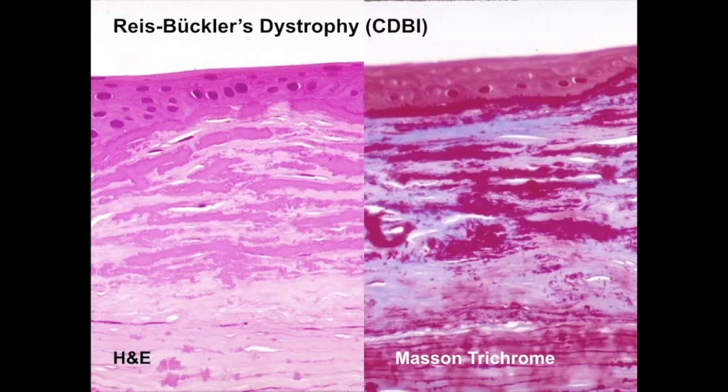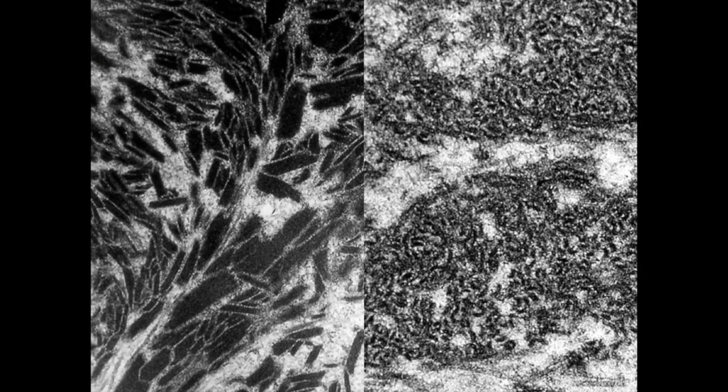We can see that the deposits stain intensely red with Masson trichrome, which is also the stain that we use for granular corneal dystrophy. Reese-Buchler's essentially is a superficial form of granular dystrophy. You can do electron microscopy on these Bowman's membrane dystrophies. Granular dystrophy is characterized by the presence of osmophilic crystalloids of TGFBI protein. Reese-Buchler's, in contrast, has structures called curly filaments. Sometimes with good light microscopy, you can distinguish them. You can see the crystalloids in granular dystrophy.